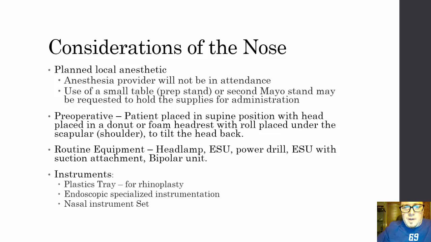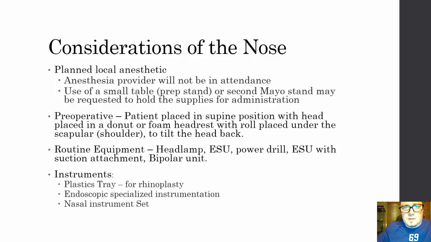You may have a donut or headrest with a roll underneath the scapula to kind of tilt the head back, and that sort of hyperextends the neck. It gives you a little bit of hyperextension. Routine equipment: headlamps of course, ESU of course, power drills, suction, and bipolar cautery for kind of those fine bleeders.